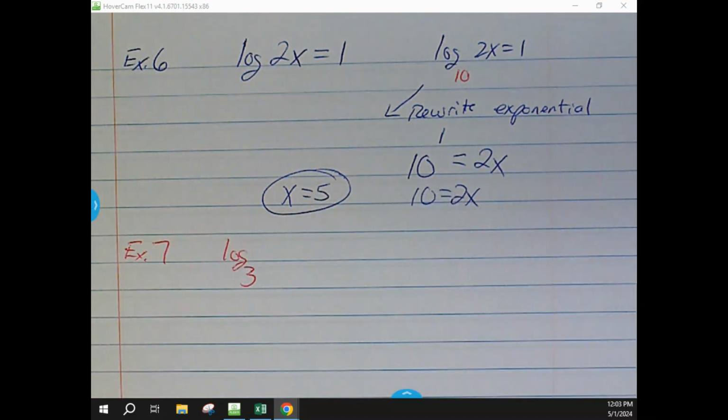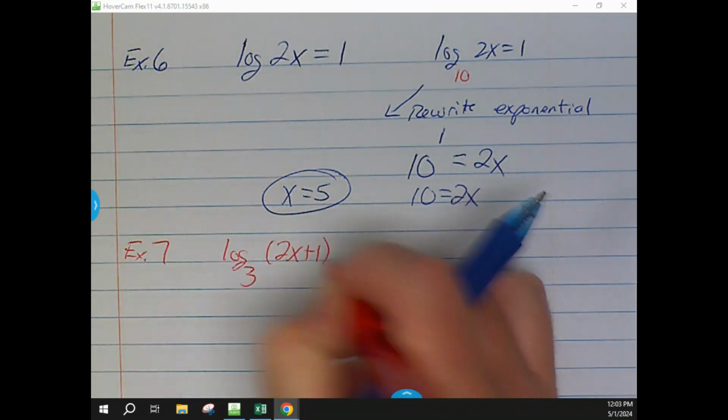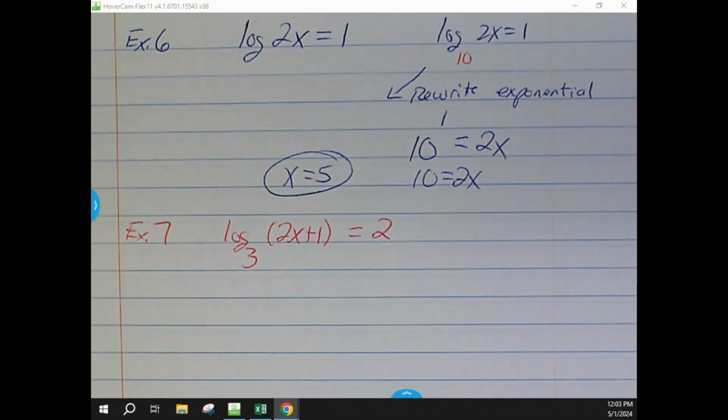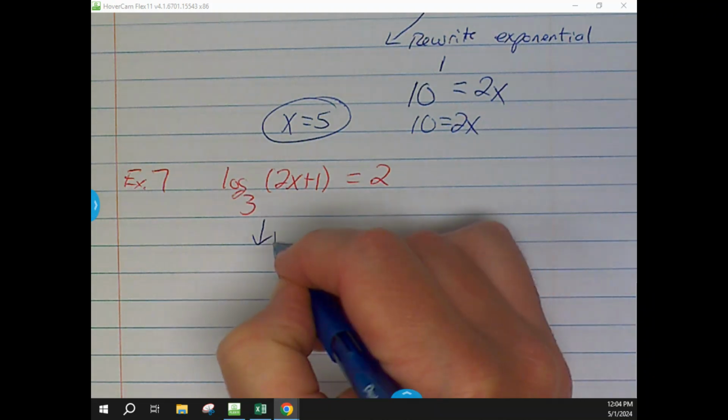All right, so for another log one here, let's do log base 3 of 2x plus 1 equals 2. Okay, so this one's good. It's already got the base on it, so we don't have to throw anything in for this one. This one, we just need to rewrite it.